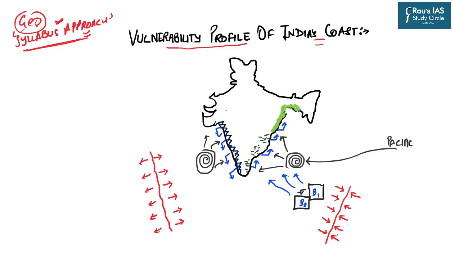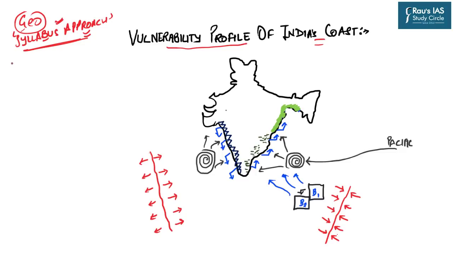And this session is going to be very interesting because it will not help you understand this particular session only, but trust me, you will gain a lot from this session. Now, let us apply this syllabus approach in understanding the vulnerability profile. The first part of the geography is the geomorphology, and the geomorphology is further divided into two parts, that is endogenic and the exogenic. Clear?